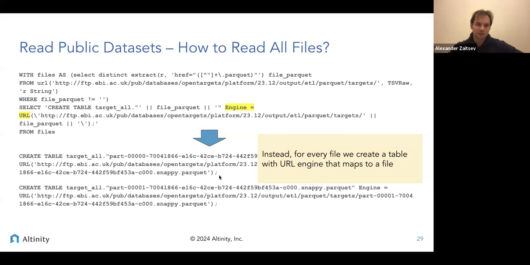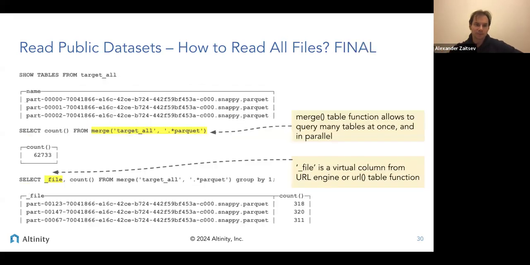So these create table statements that we generated, they create a table inside target all database. The name of the table exactly matches the name of the file. The engine matches the URL of the particular Parquet file on the web. And if we query this table, we will see Parquet data. It's a kind of mapping of a ClickHouse table to remote Parquet data, which is convenient.